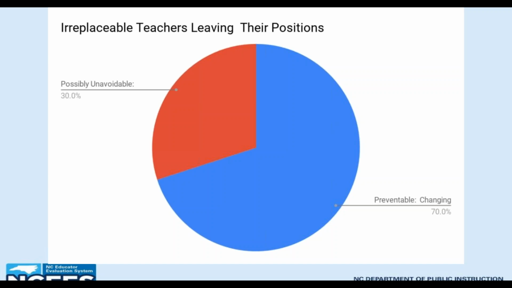Irreplaceables want feedback, and they want to know that they are valued for their contribution. They want you to ask them to stay. So of all the teachers that are leaving your school, 30% could be leaving because of a family relocating, retirement, or just deciding to stay at home. But this preventable 70% are just changing schools, going to another LEA, going to a school or an area that offers a different teaching climate.